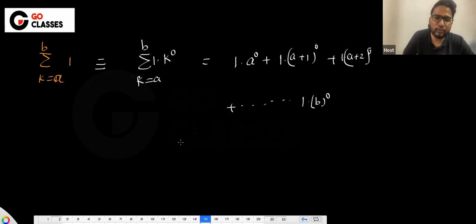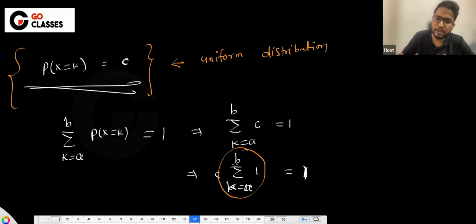So basically, you are adding 1 multiple times. And how many times are you adding? Since it is from A to B, you are adding B minus A plus 1 times. So B minus A plus 1 will be the answer. So this value is B minus A plus 1. That is why the C value will come out to be 1 upon B minus A plus 1. Okay, so that's how you calculate the PMF.